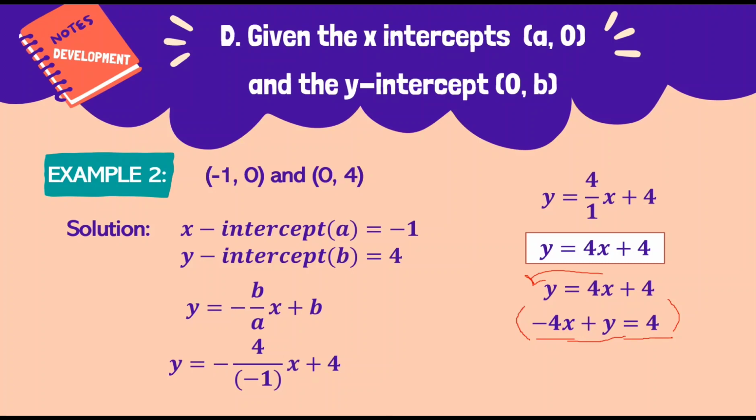So, we need to multiply both sides by negative 1. So, negative 1 times negative 4x, it becomes positive 4x. And then negative 1 times positive y, we have negative y. And then negative 1 times positive 4, we have negative 4. So, that will be our answer in standard form.